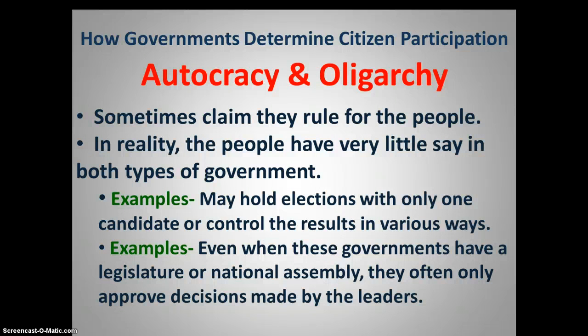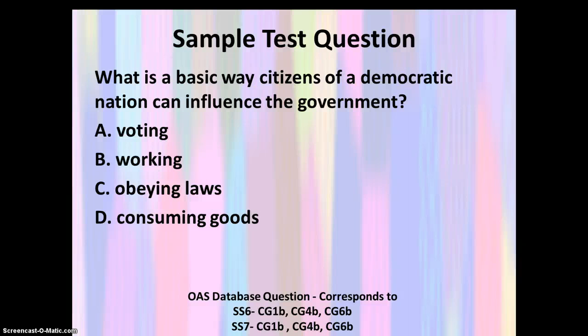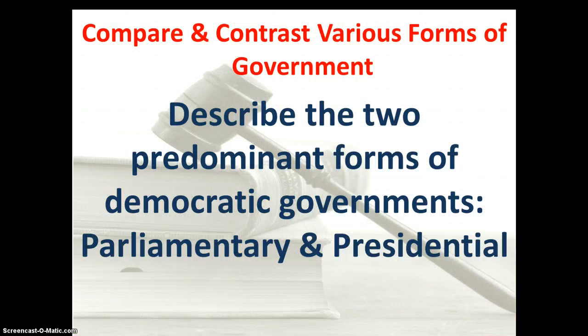Autocracies and oligarchies, they claim they rule for the people, but in reality the people have very little say in both types of government. For example, they may hold elections with one candidate or control the results in other various ways. Even when these governments have a legislature or national assembly, they often only approve decisions made by the leaders. Sample test question: what is a basic way citizens of a democratic nation can influence the government? Ta-da! I know you got that right.